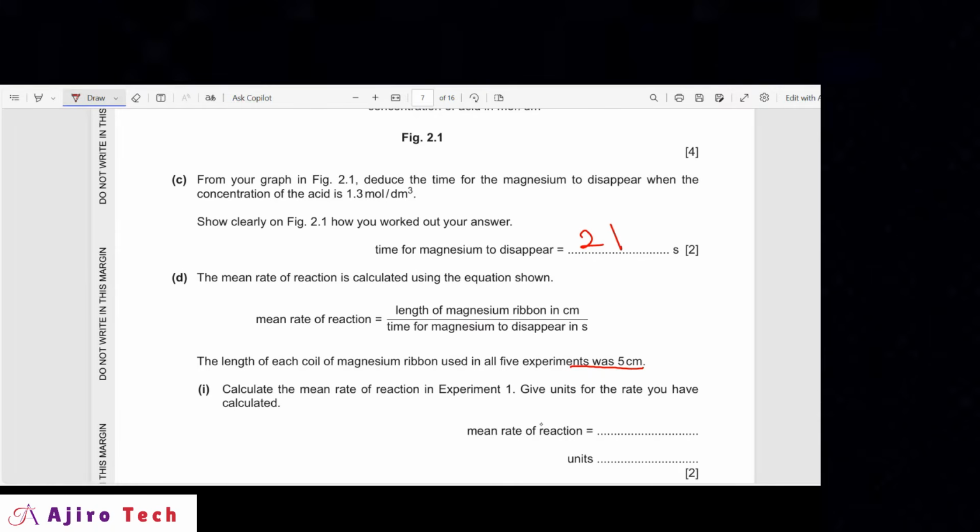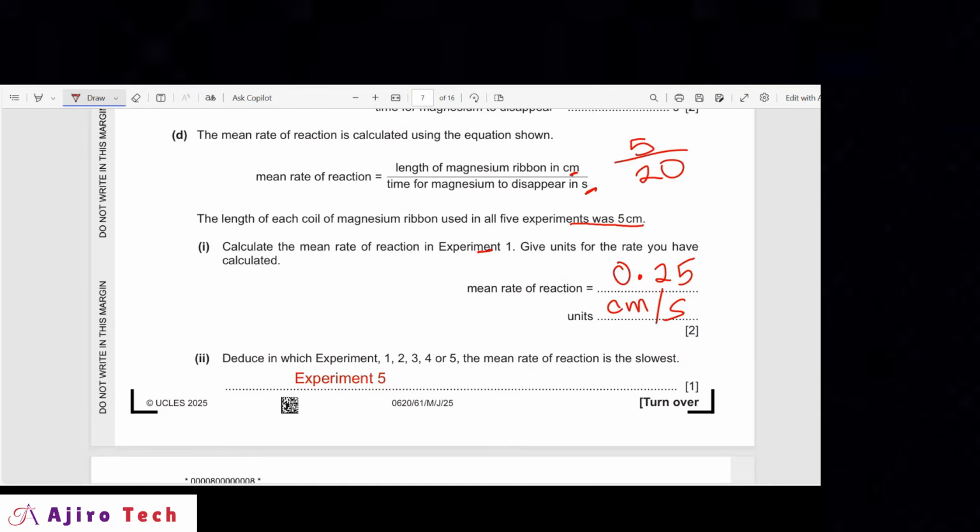We already know that the length of the magnesium ribbon is 5, divided by the time for the magnesium in experiment 1, which was 20. Check your table. When you compute that, you have 0.25. And of course, look at the unit: centimeter per second. So that is how to solve that particular one.